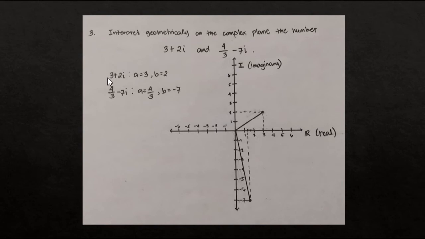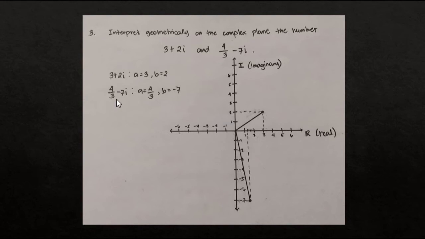So again, our 3 is the A, then 2 is the B. So we just graph the point here. This is the real number, and this is the imaginary number. So 3, then 2, that is our point. Okay, so this is the distance from the origin to the point, which is our modulus or the absolute value. Then the next is 4/3 minus 7i.